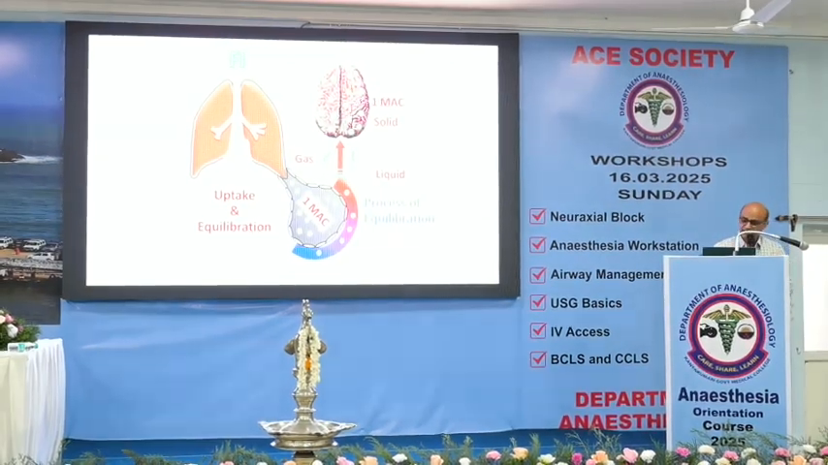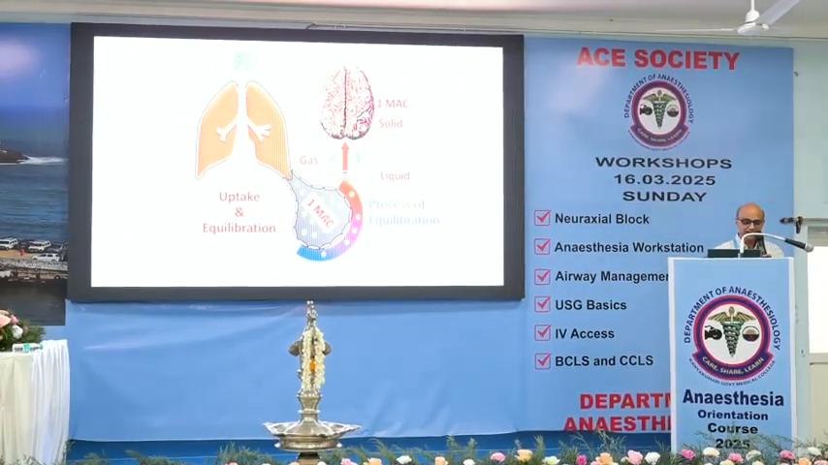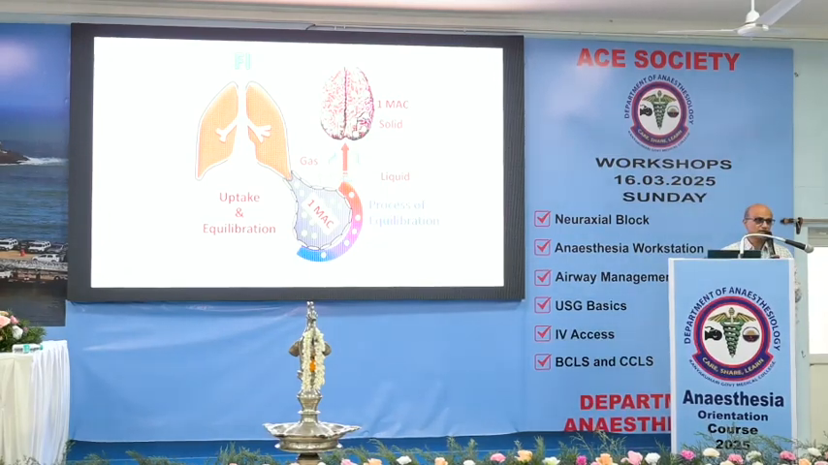So 1 MAC, if there is an equilibration which is achieved here, and if I am able to see 1 MAC in my monitor, that means I have achieved 1 MAC concentration in the brain. So the monitors are telling you what the depth is, which is not so with intravenous agents. You only presume that you are going to give this. You have to have surrogate markers like BIS, bispectral index, to know the depth of anesthesia, but they do not correlate very well, whereas the gas monitors give you precise concentrations which are achieved for maintaining a depth of anesthesia.